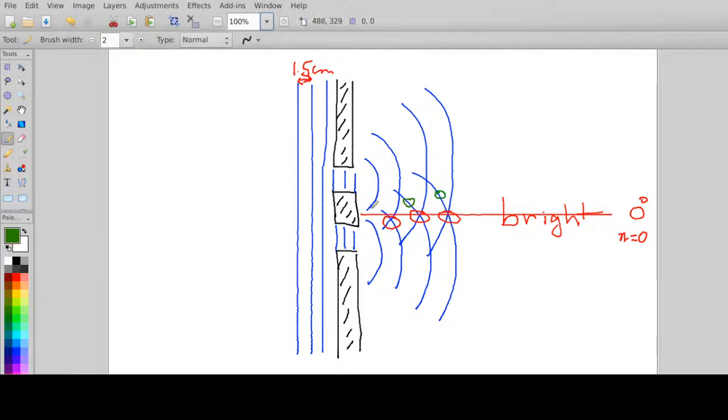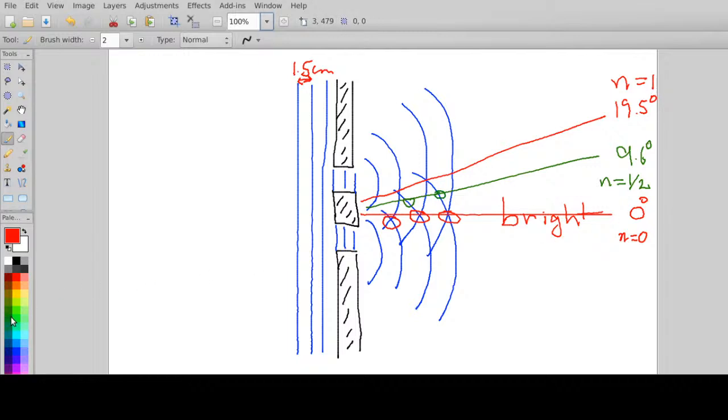The first dark region occurs here. We found that to be 9.6 degrees. This one's dark, and that's n equal to a half. Now, beyond that, we get another bright region like this. We found that to be 19.5 degrees. And that occurs at n equals 1.